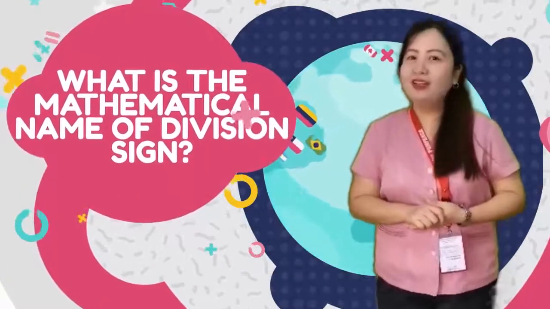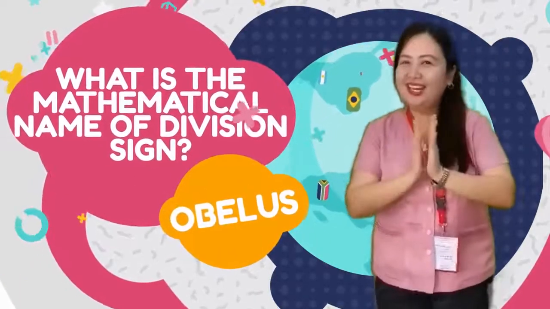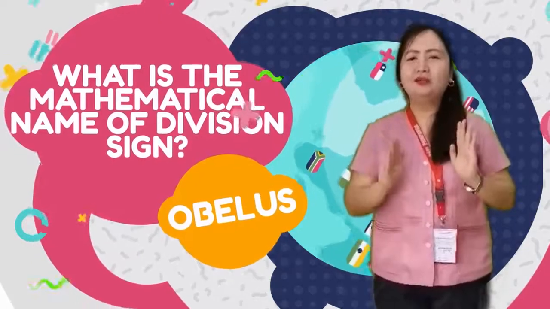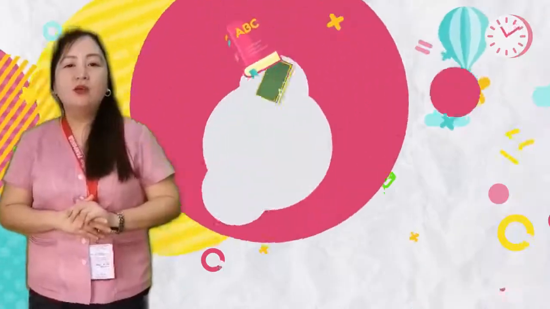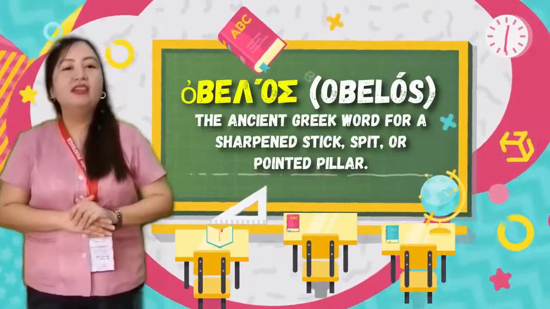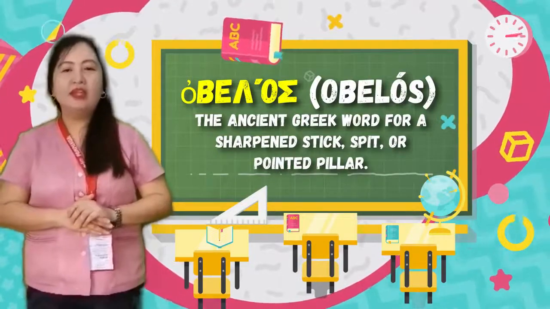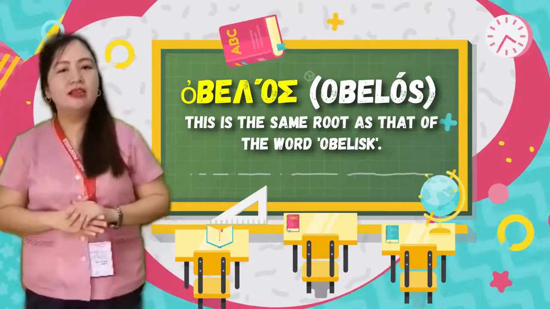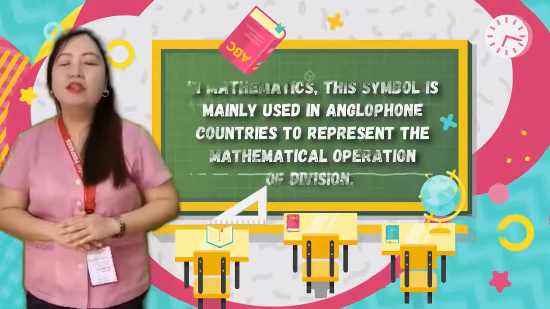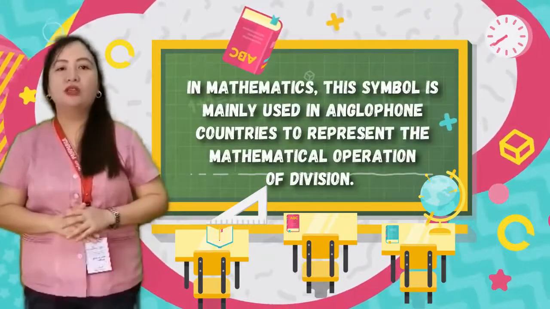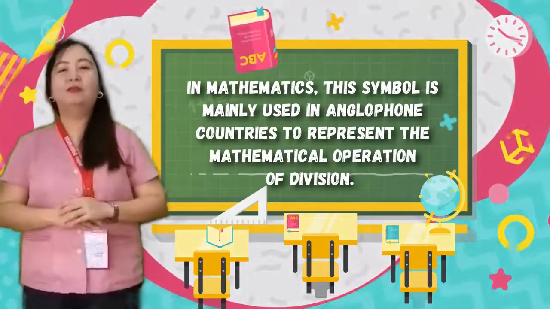How did you do in our math trivia a while ago? The answer is obelus. Let us know the following terms. The word obelus comes from the word obelos, the ancient Greek word for a sharpened stick, spit, or pointed pillar. This is the same root as that of the word obelisk. In mathematics, this symbol is mainly used in Anglophone countries to represent the mathematical operation of division.